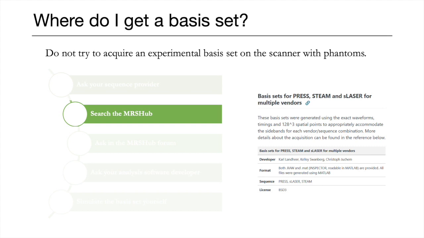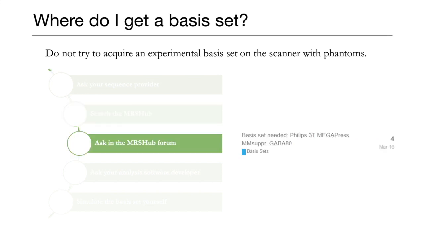In that case, your best bet is again to search the MRS Hub. There are already basis sets there for many widely used sequences, and the good thing is that many developers use these sequences themselves, so they very likely have a basis set for these sequences already. If you can't find it, head over to the forum and ask whether someone has the basis set that you need.